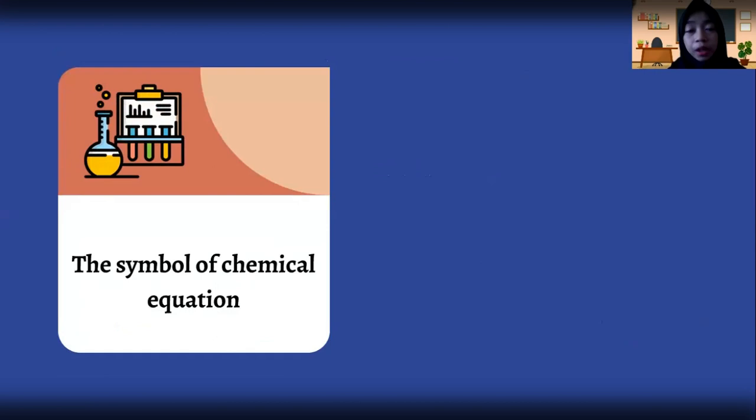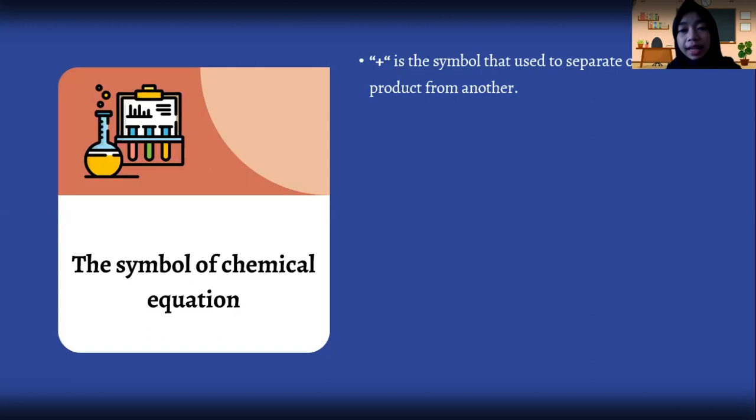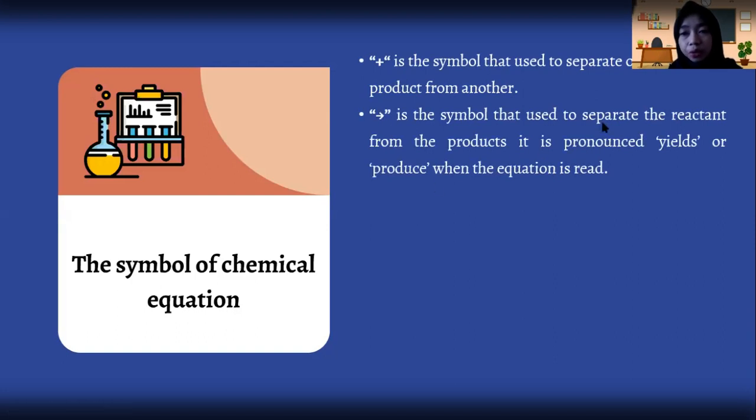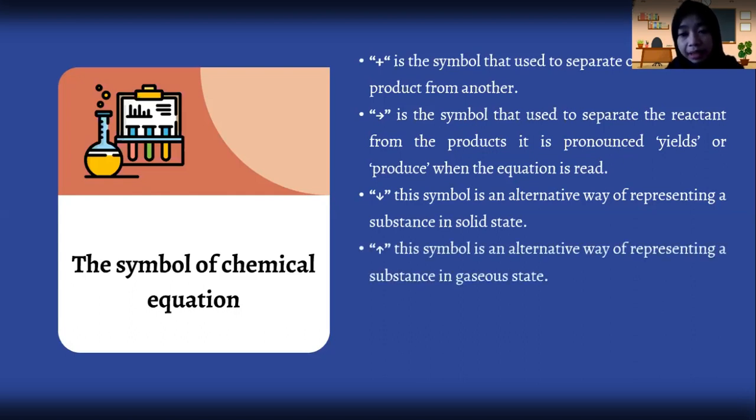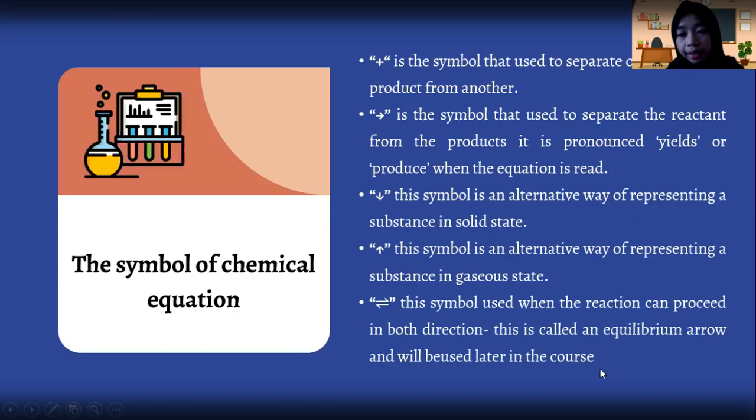Before you learn about the chemical equation and the balancing equation, you should know the symbols of a chemical equation. The first one is the plus symbol. The plus symbol is used to separate one reactant or product from another. And then the arrow to the side is the symbol to separate the reactant from the product, and is pronounced yield or produce when the equation is read. The arrow pointing down is an alternative way of representing a substance in solid state. The arrow pointing up is an alternative way of representing a substance in gaseous state. And then the double arrow is the symbol used when the reaction can proceed in both directions. We call it the reversible or equilibrium arrow.